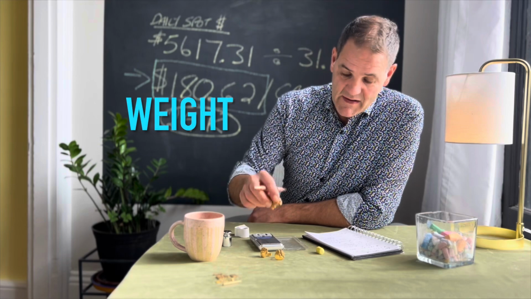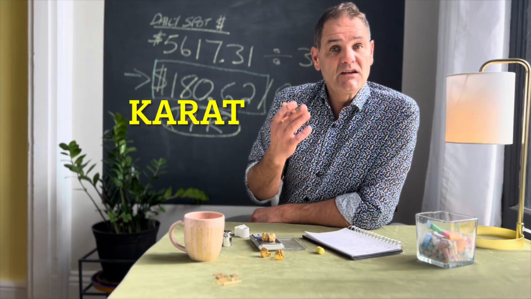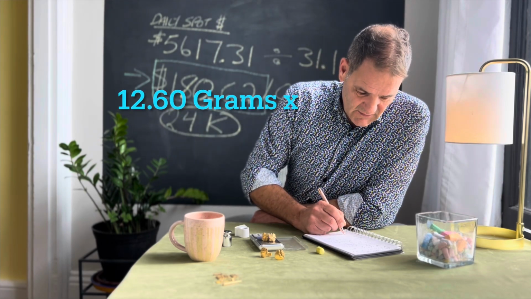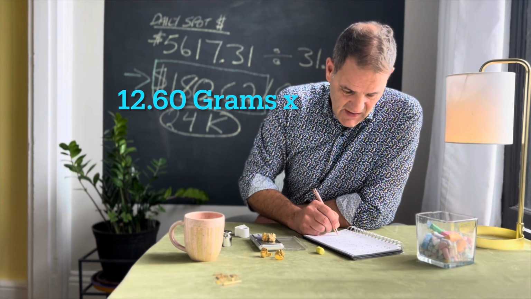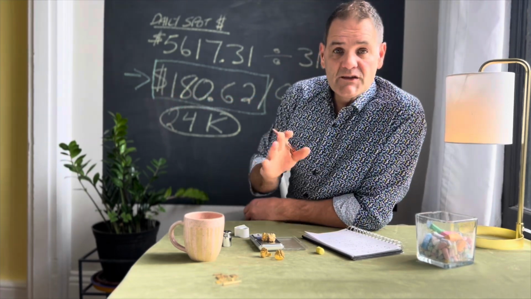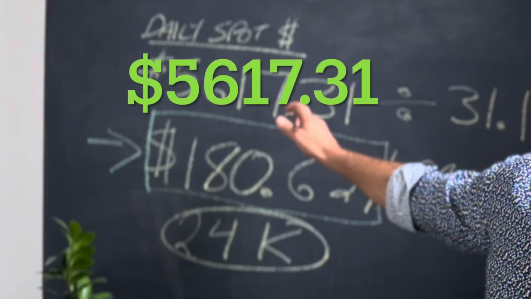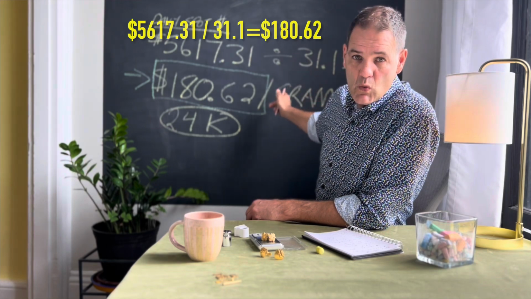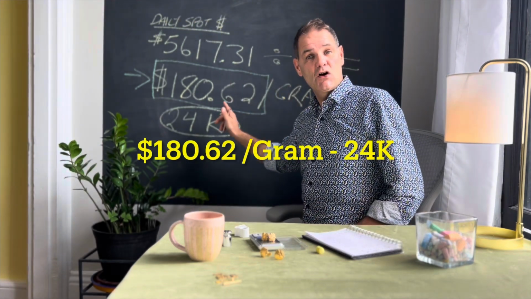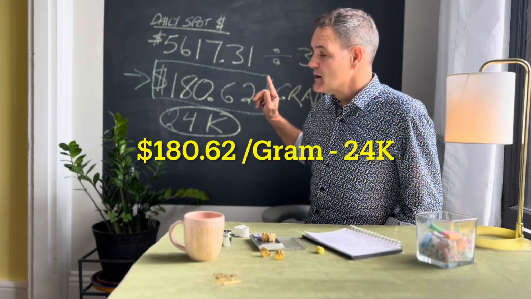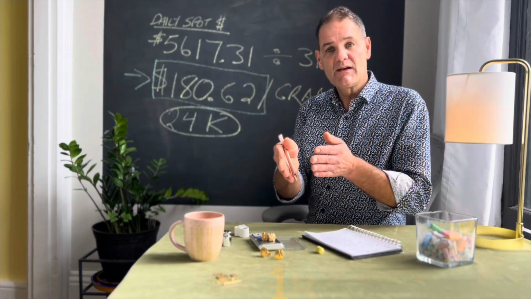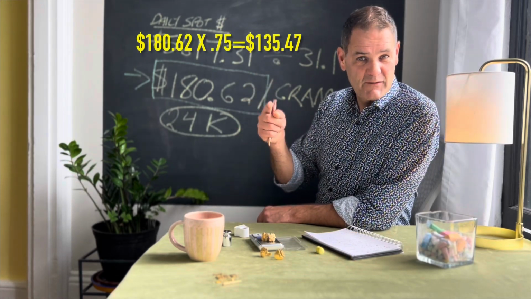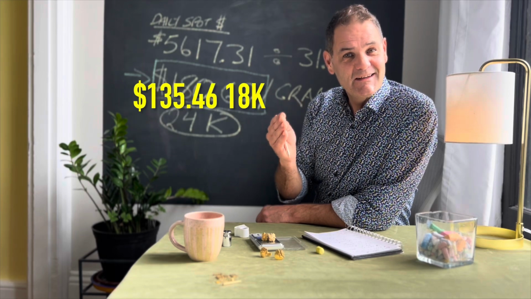So now that we know the weight and we know the carat, we can do the calculation. So we can take 12.6 grams times 18 karat. Now, once we understand the daily spot market price of $5,617.31, we can simply divide that by 31.1, which will give us $180.62. Now, that's for pure 24 karat. Because we have 18 karat, we simply times that number by 0.75, and you'll get your 18 karat price.